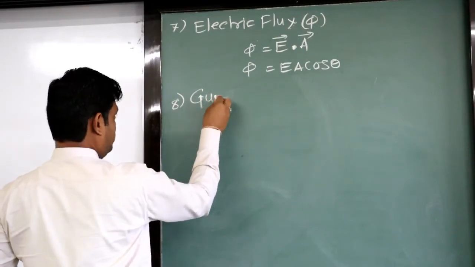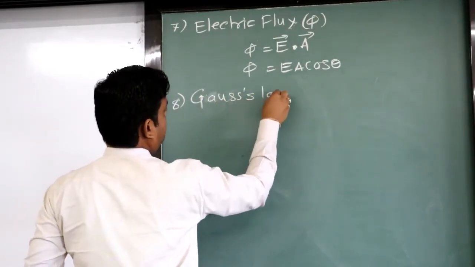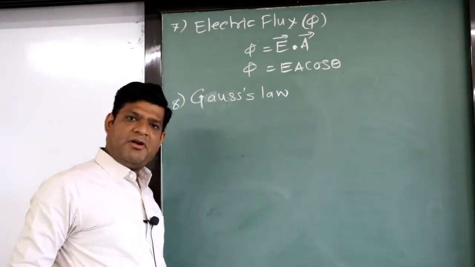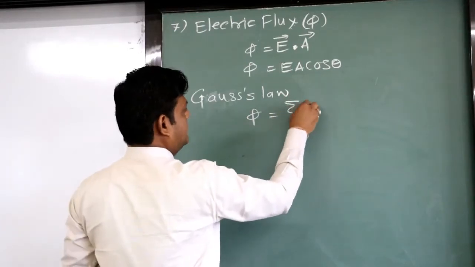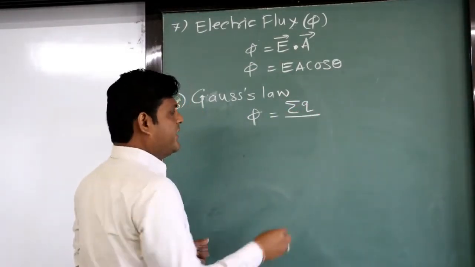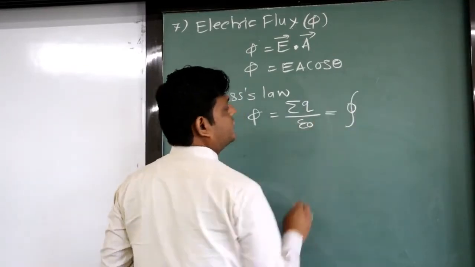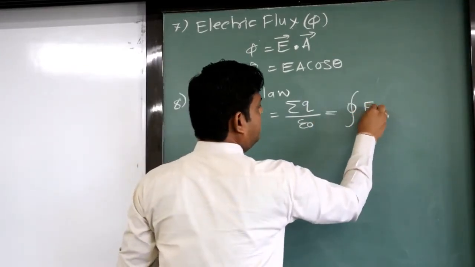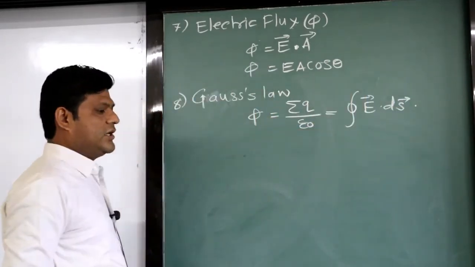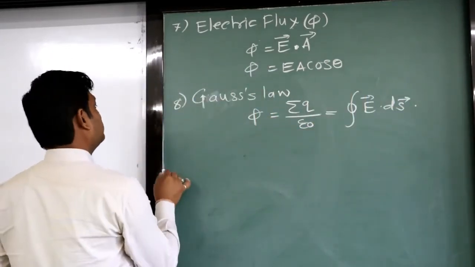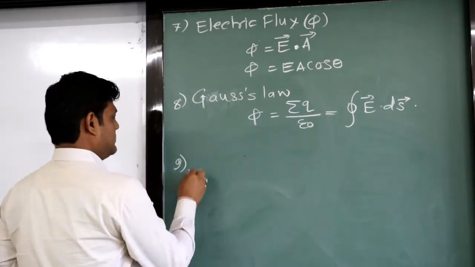right? Gauss law. What is the mathematical statement of Gauss law? That flux linked with any closed surface is the charge enclosed by that body divided by epsilon 0. Also we can write integration over closed surface E vector dot ds vector. That is the Gauss law. And last, applications of Gauss law.